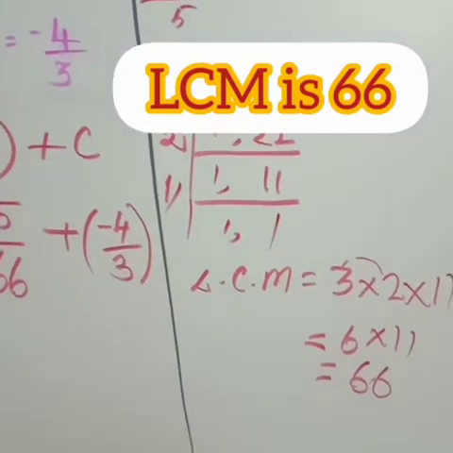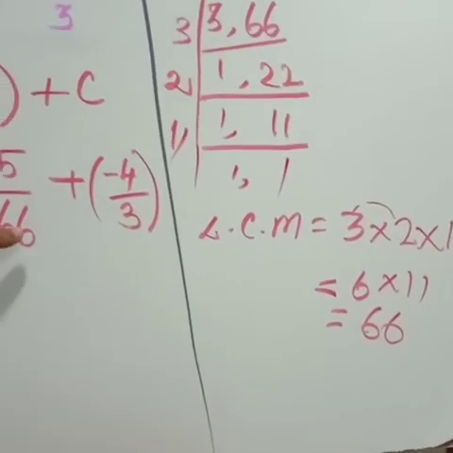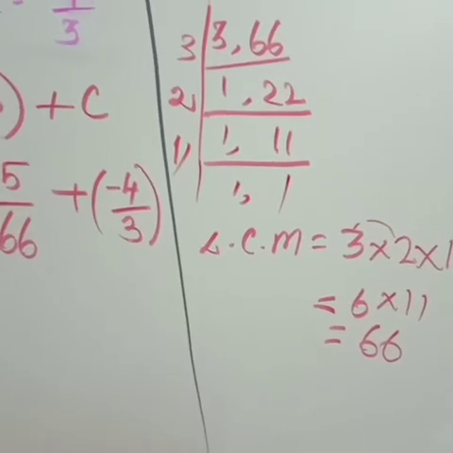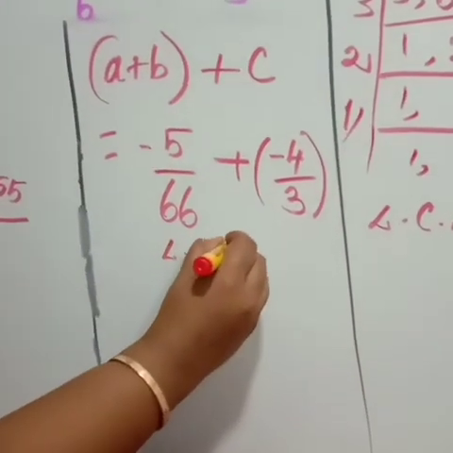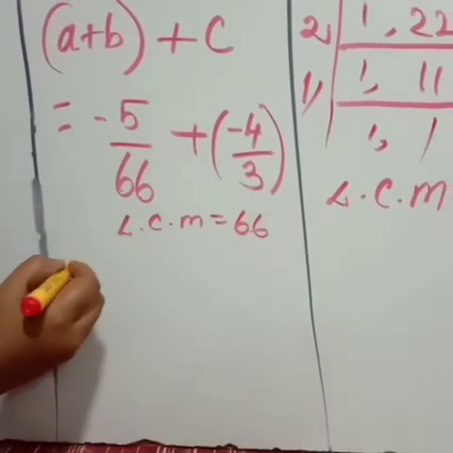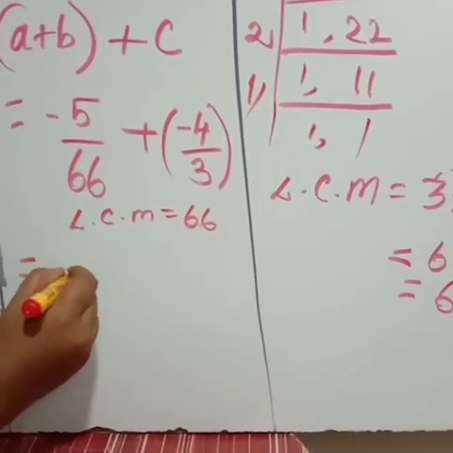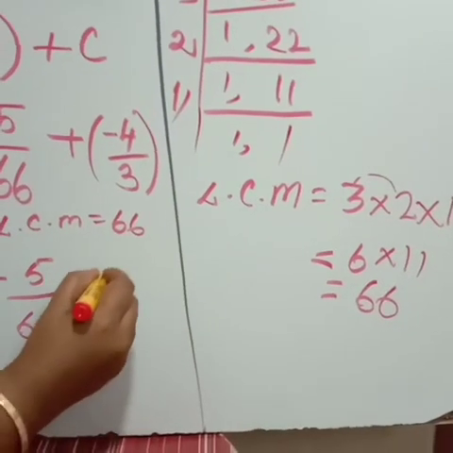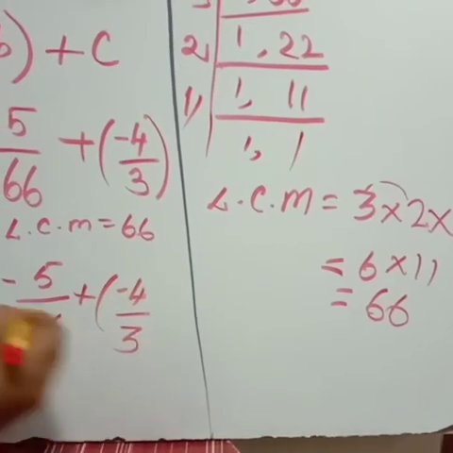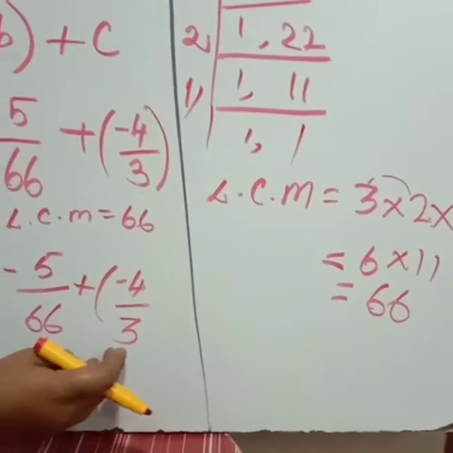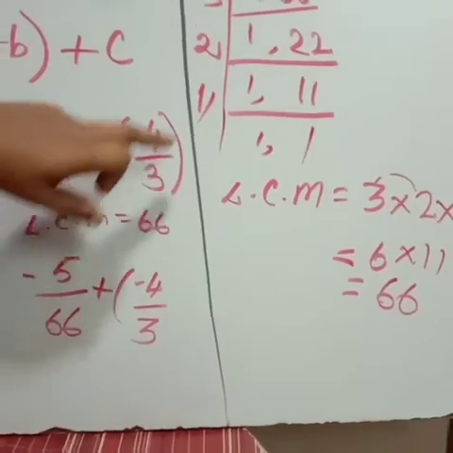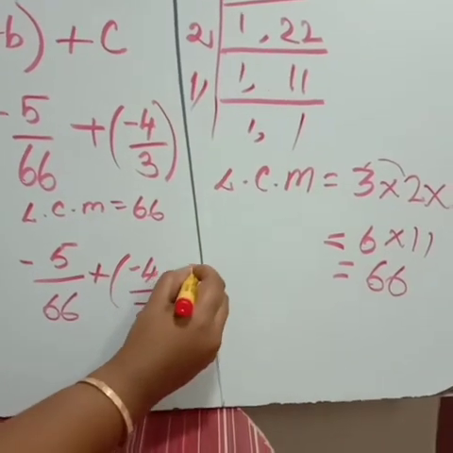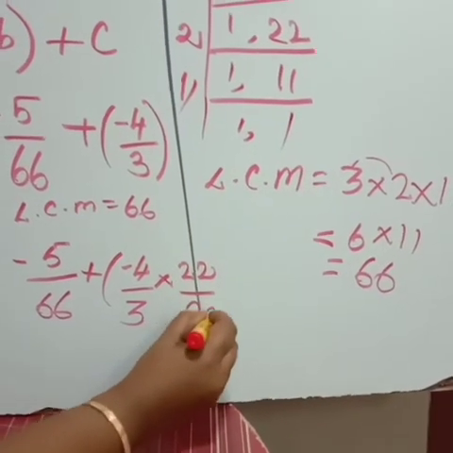Remember, 66 is a multiple of 3, so 66 becomes the LCM. So what is the LCM? LCM is equal to 66. After finding the LCM, change the denominator into the LCM. Here 66 is already there, so we don't change the number. Next one, minus 4 divided by 3. Which number do we multiply with 3 to get 66? Yes, 3 into 22 is equal to 66. So we multiply and divide by 22.